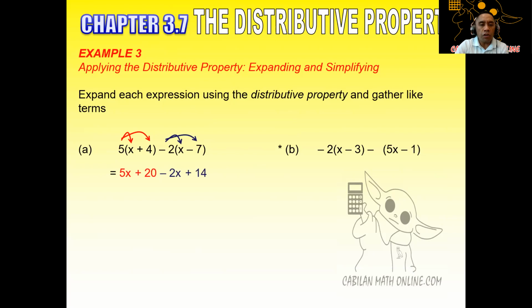Now, if you take a look at the terms here, you notice we have 5x plus 20 minus 2x plus 14. So what we want to do next here is collect the like terms, and I like to use shapes for that.